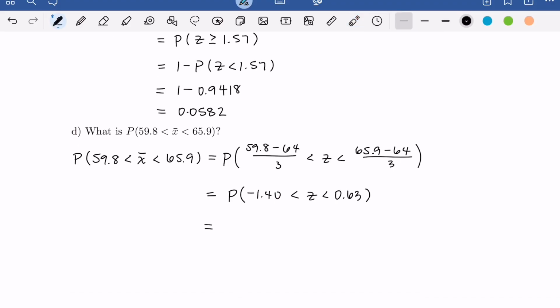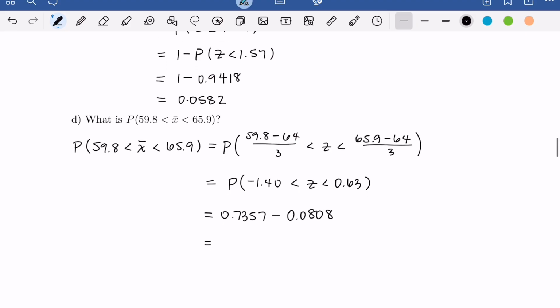So the area under the curve corresponding to this z-score from table 5 is going to be 0.7357, and the one corresponding to negative 1.4 from table 5 is this here. So the probability that our sample mean is going to lie in between these guys is 0.6549. So this means, again, if we take 100 simple random samples, we're given this information, so size 36, mean 64, and standard deviation 18, then about 65 of the samples will result in a mean that is in between 59.8 and 65.9.